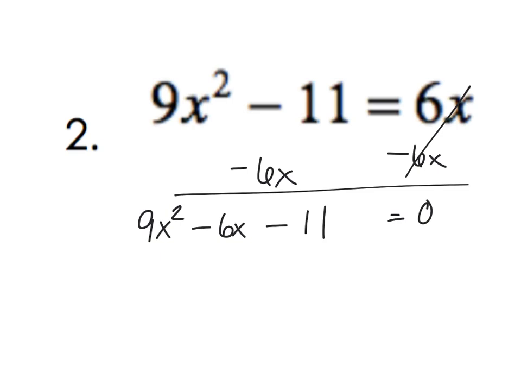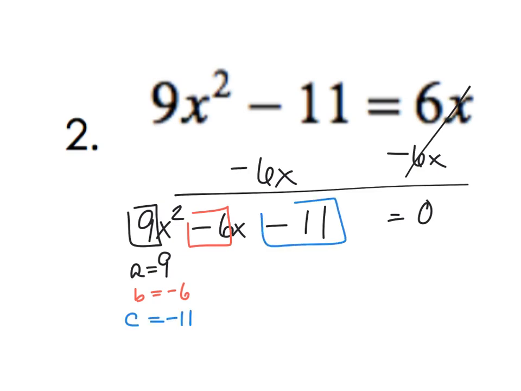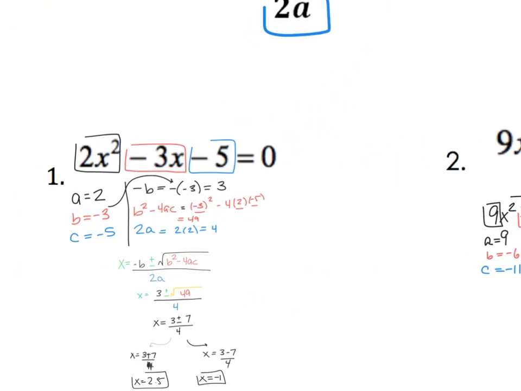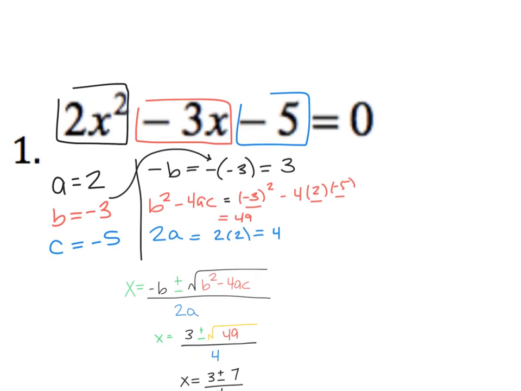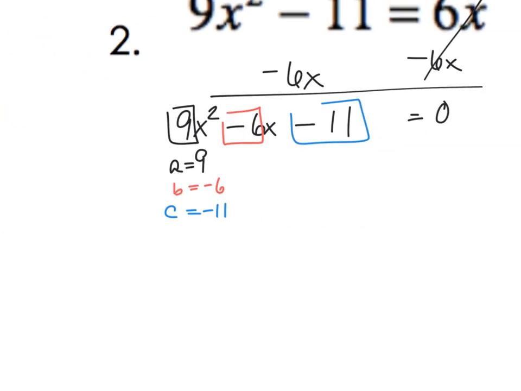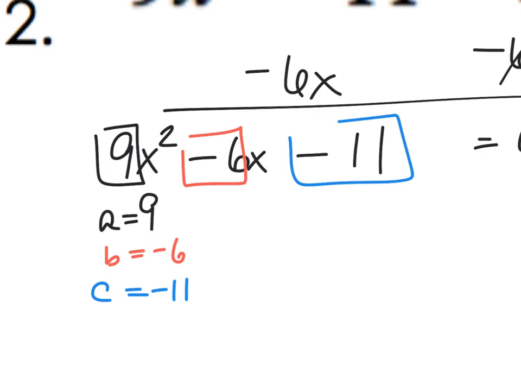I now identify my A, my B, and my C. A equals 9. B equals negative 6, C equals negative 11. If you go to the left part where we just did some simplifying, we did negative B, B squared minus 4AC, and 2A. We're going to do the exact same procedure and we're going to color code it. I have a negative B, a B squared minus 4AC, and a 2A.